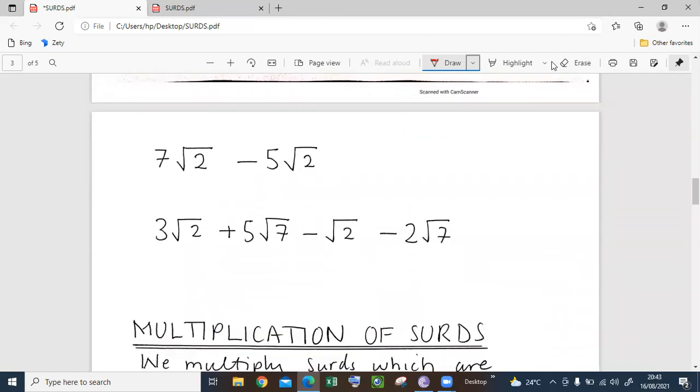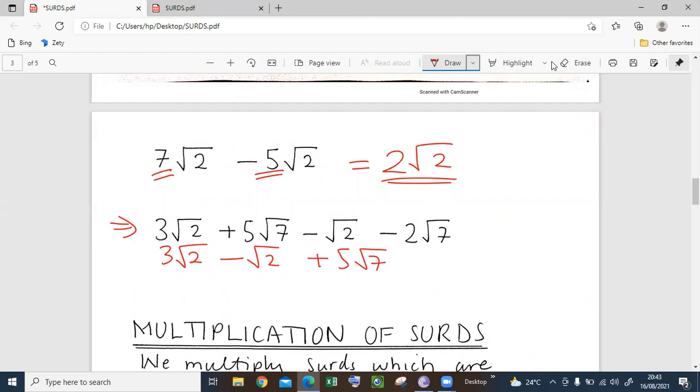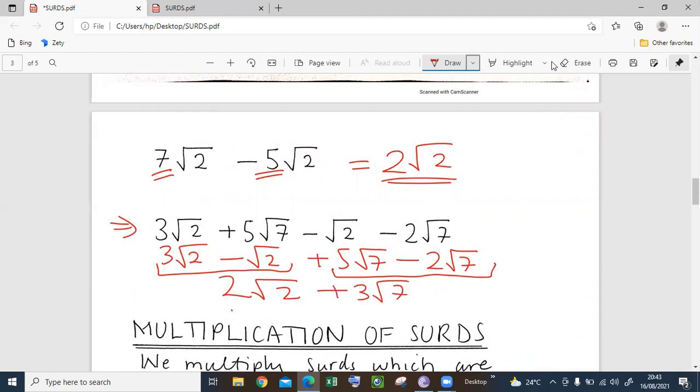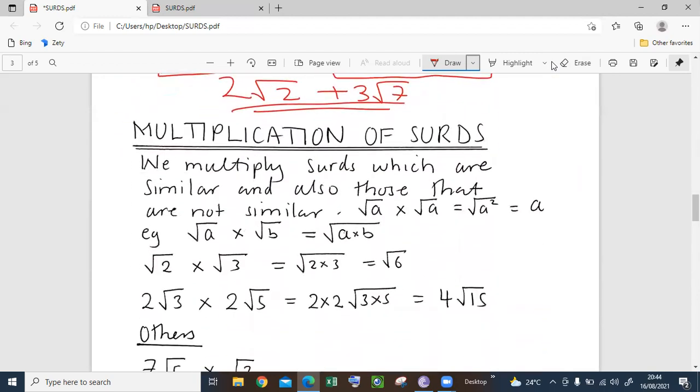So we go ahead and see more examples. 7 minus 5 will give me 2 root 2. So that's how we subtract. Now here we have one more example with more than one surd. If you collect like terms, we get 3 root 2 minus root 2 plus 5 root 7 minus 2 root 7. Now, these are similar surds here. If I subtract them, I'll get 2 root 2. And also these ones are similar surds. If I subtract them, 5 minus 2, I'll get 3 root 7. And that's how we subtract the surds.